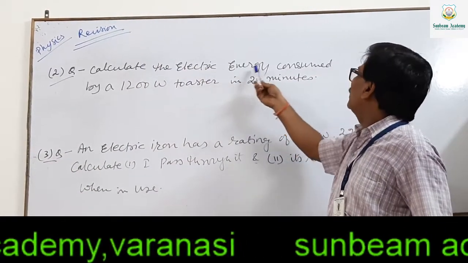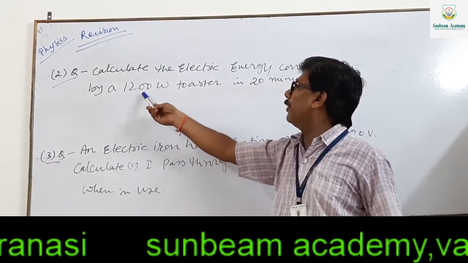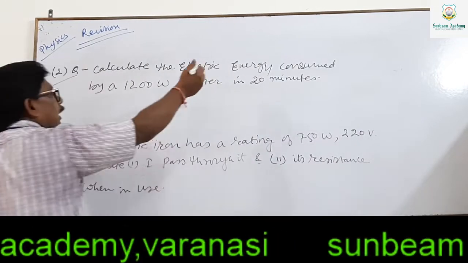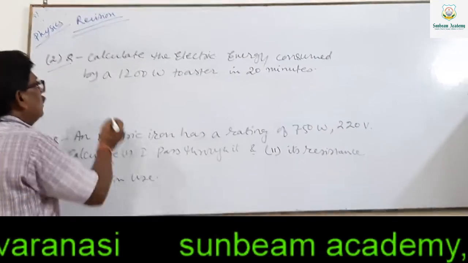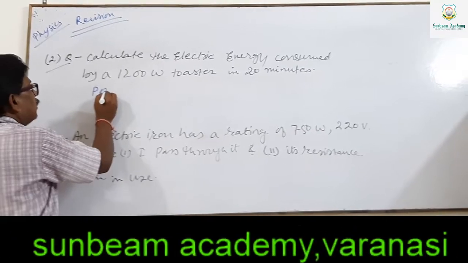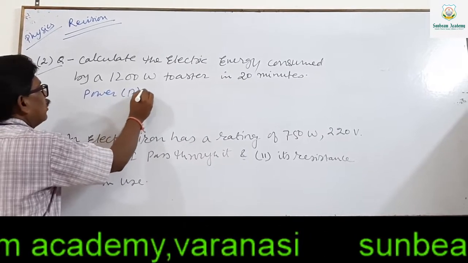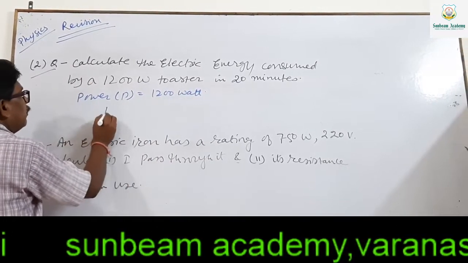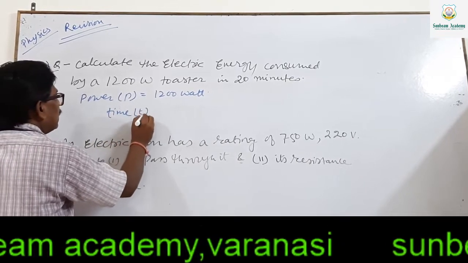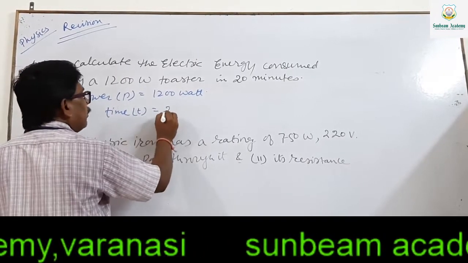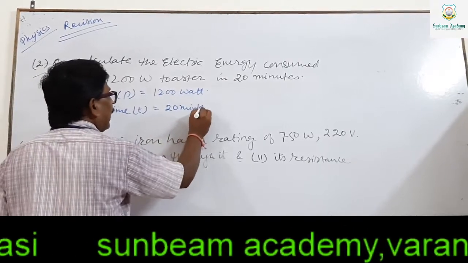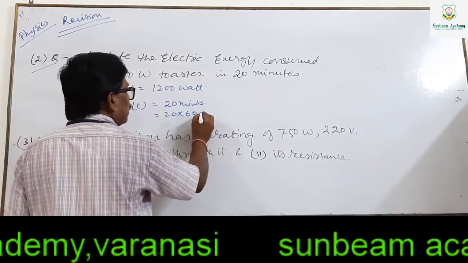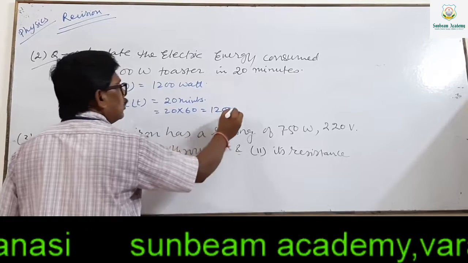Calculate the electric energy consumed by a 1200 watt toaster in 20 minutes. Here you have to calculate the electric energy consumed. Here given power P is equal to 1200 watt, and time T is given as 20 minutes. Again you have to convert this into seconds. Multiply by 60, 6 twos are 12, so it is 1200 seconds.